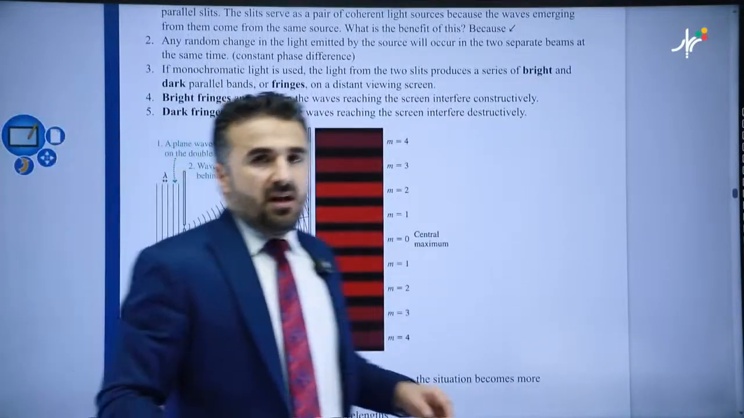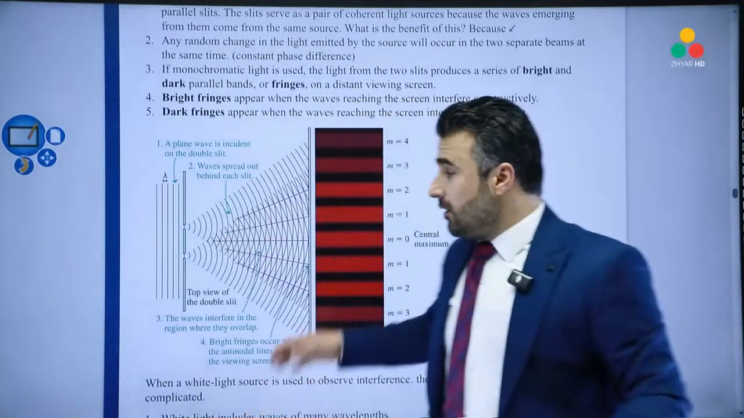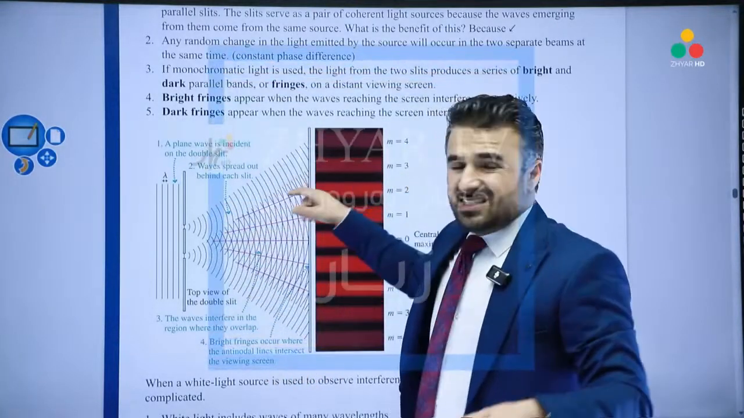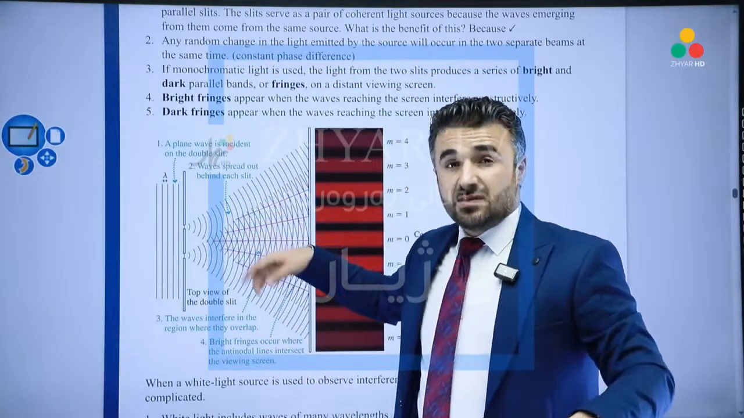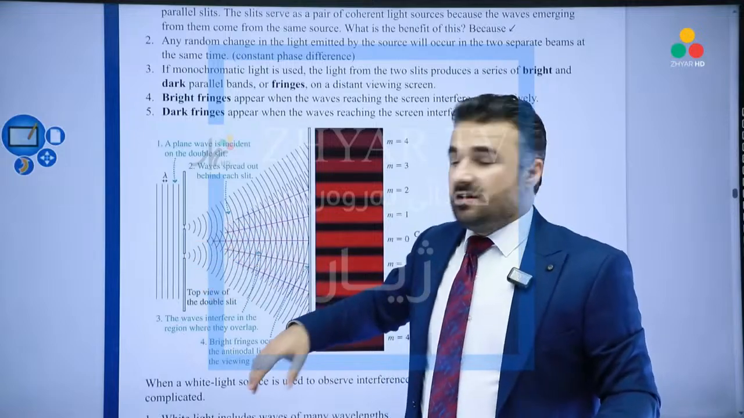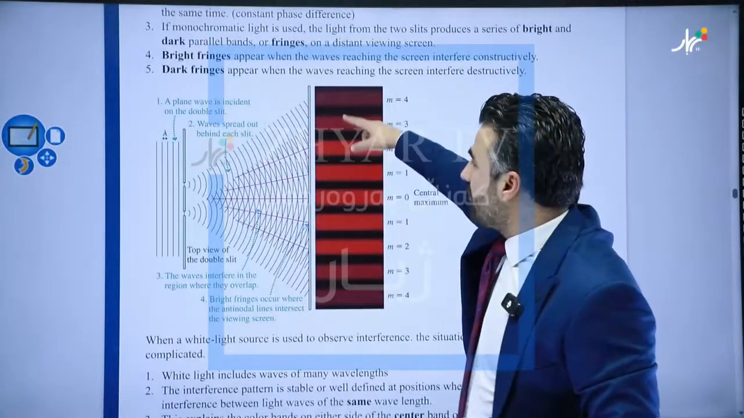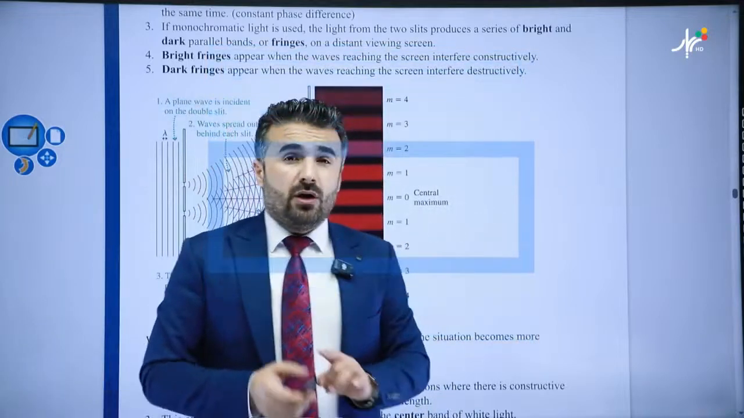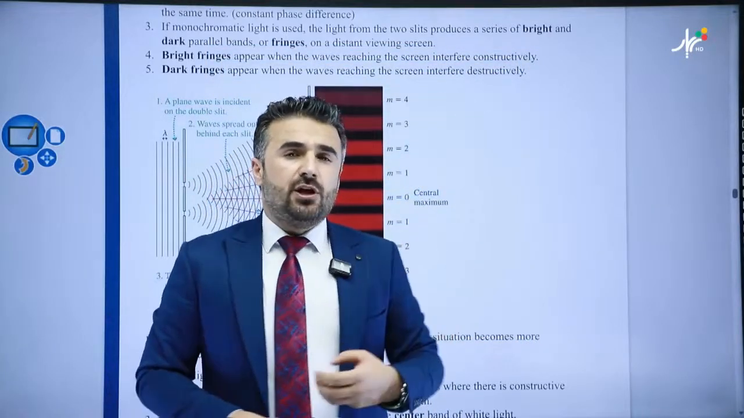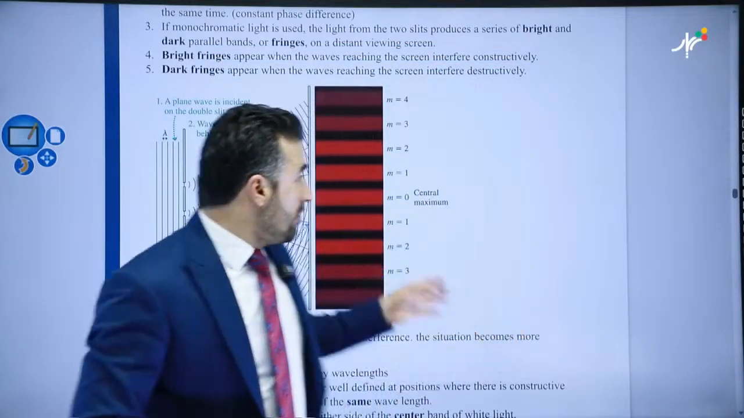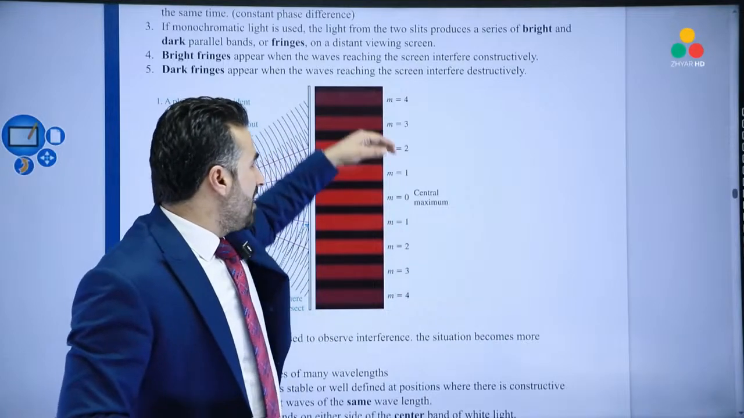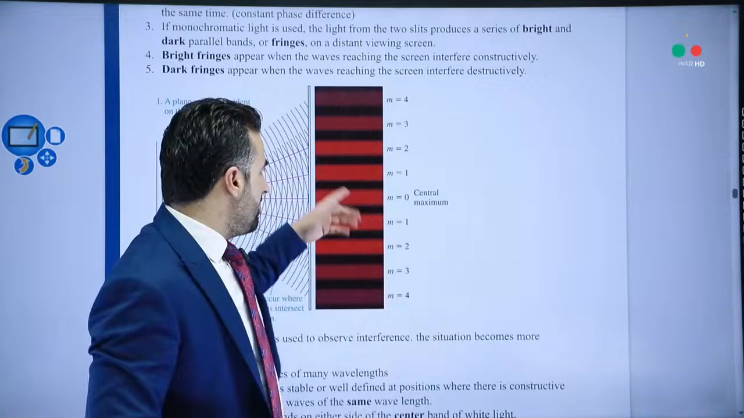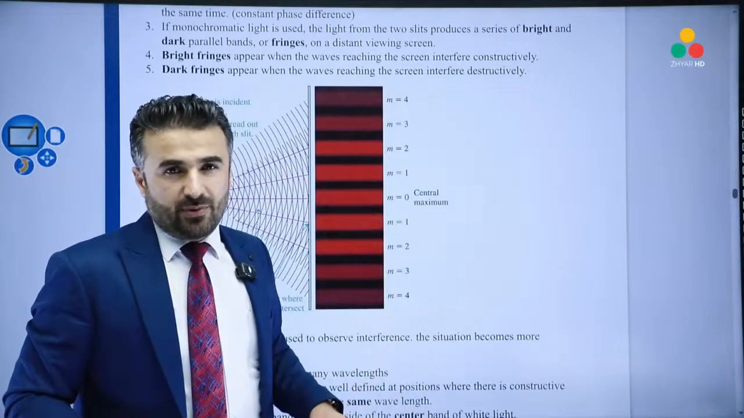So once again, when the waves fall on the screen, if they fall in phase, that is constructive interference, that is a bright fringe, and if not, it is destructive interference, that is a dark fringe. This is what we get if we use a single color. You can see that these are all the same, yeah? But the central maxima is brighter compared to the others.